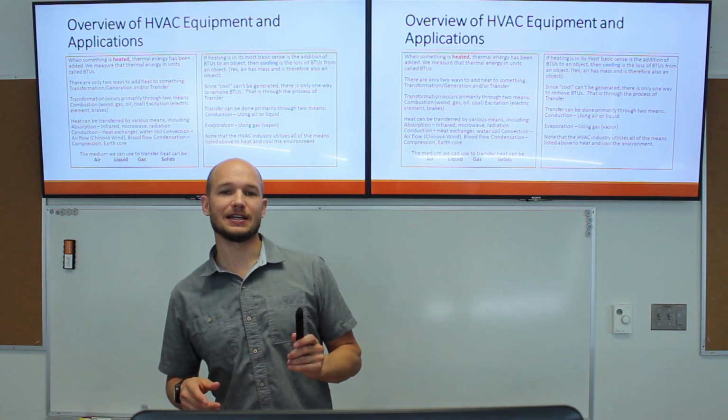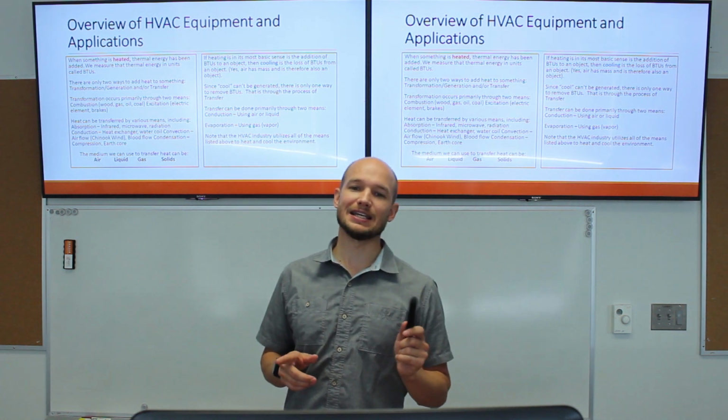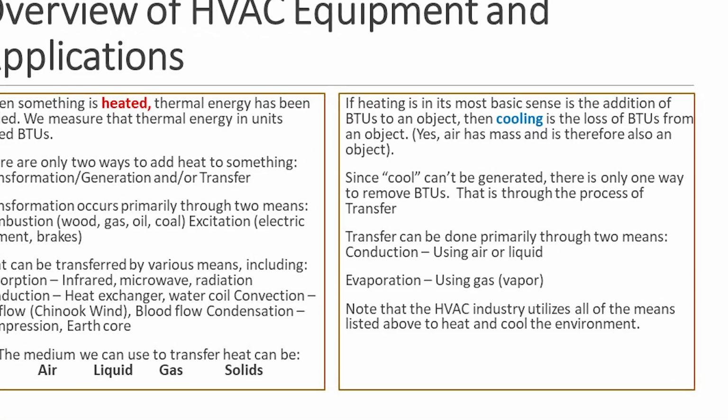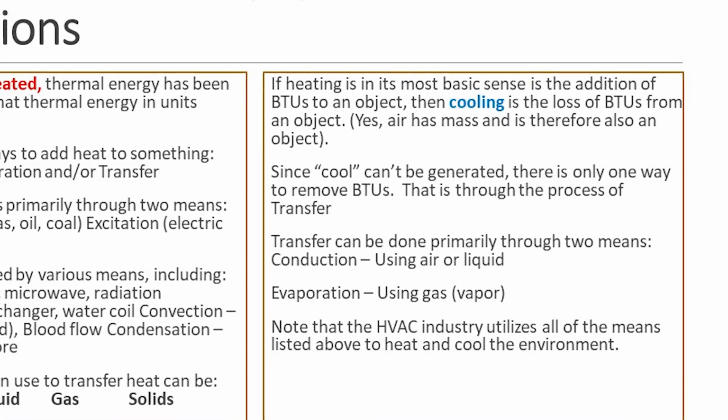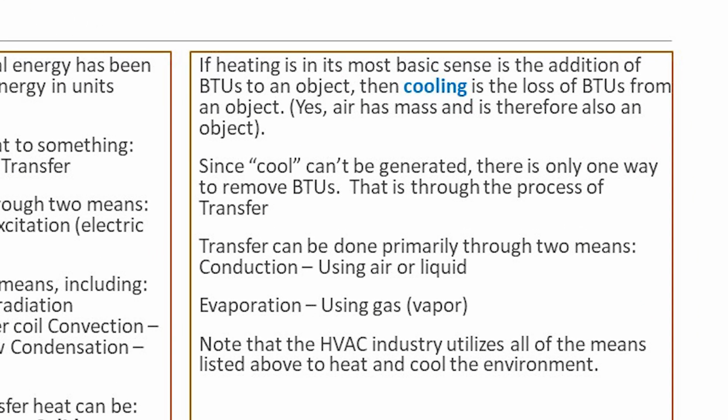So if heating is, in its most basic sense, the addition of BTUs to an object, then cooling is the loss of BTUs from an object. Yes, air has mass and therefore also can be considered an object. Since cool can't be generated, there's only one way to remove BTUs. That is through the process of transfer. Transfer can be done primarily through two means, conduction or evaporation. And the HVAC industry uses all of these methods.